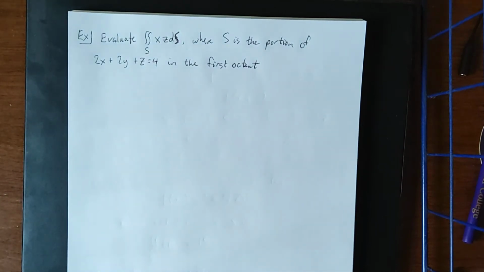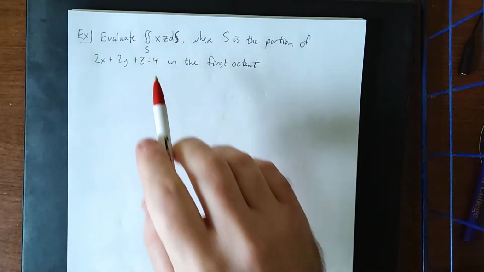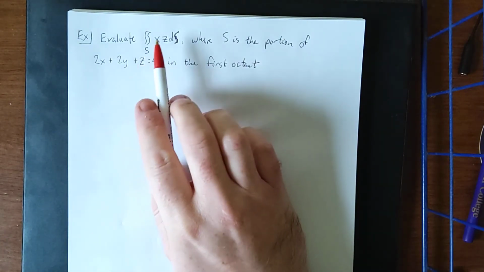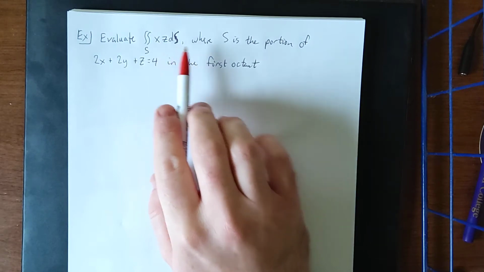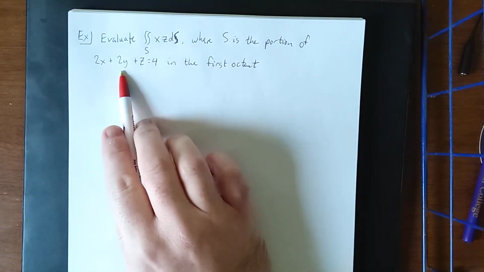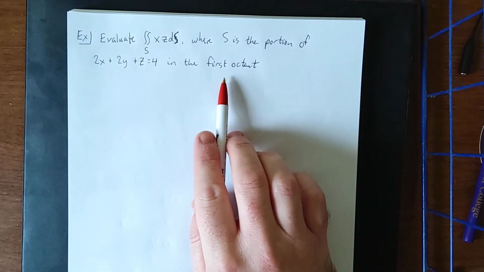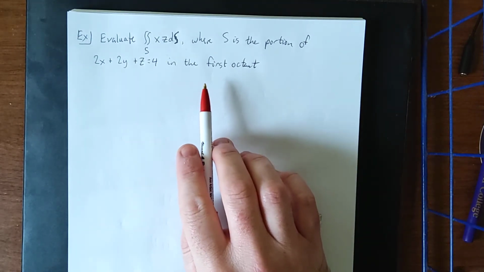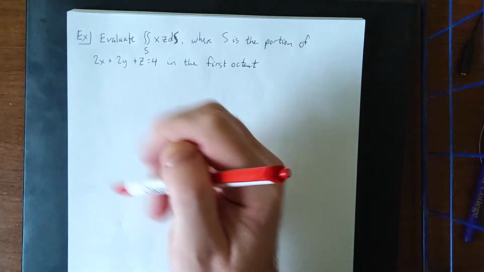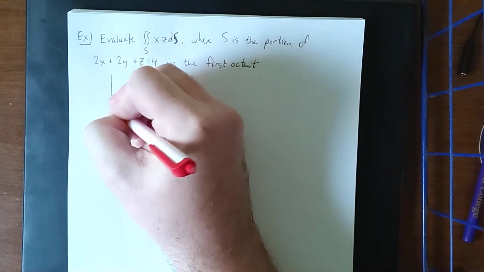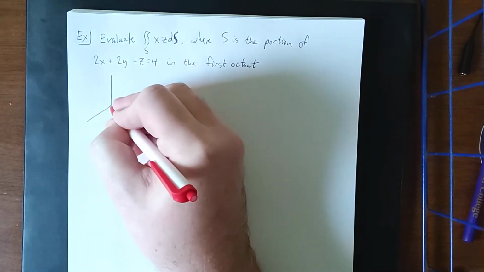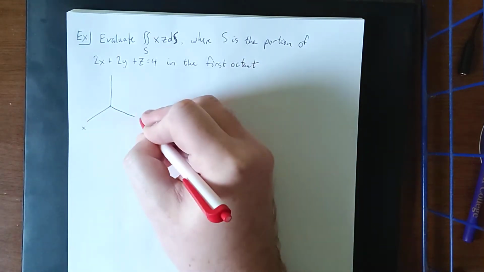In this example, we're actually going to evaluate one of these surface integrals. For this one, I'd like to evaluate the surface integral over the surface S of xz dS, where S is the portion of 2x + 2y + z = 4 that lies within the first octant. So the first thing we're going to have to do is parameterize the given surface. And in parameterizing the given surface, I think a visualization would probably be handy to have.